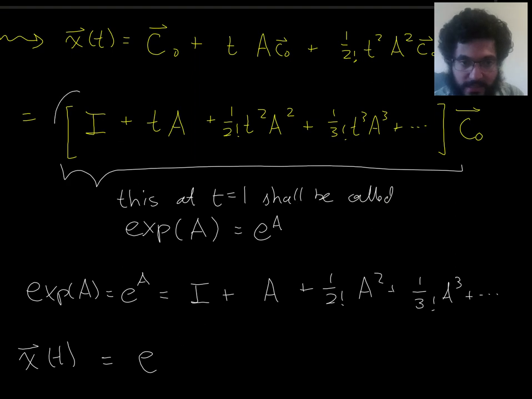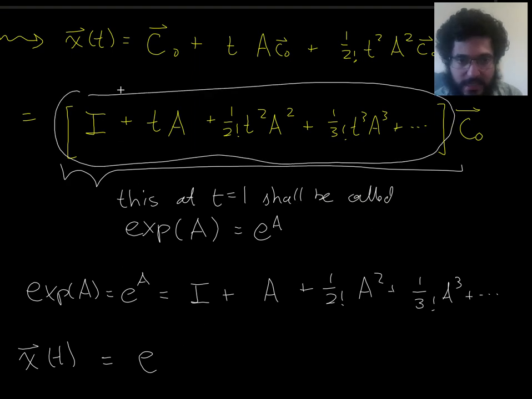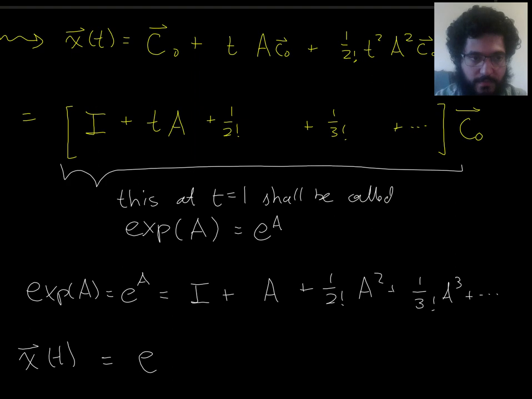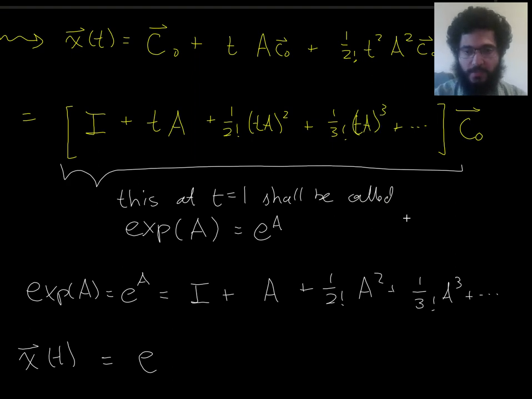So this thing in brackets here is e to the ta, right? It's like this, but with ta in place of a. You can see that if you write, instead of t squared a squared here, and instead of t cubed a cubed here, write it as ta squared, ta cubed. Those really are the same thing.